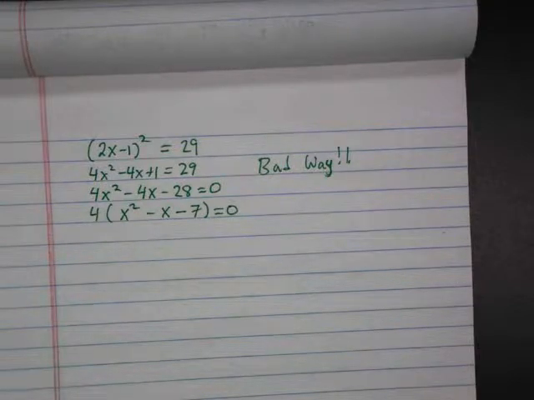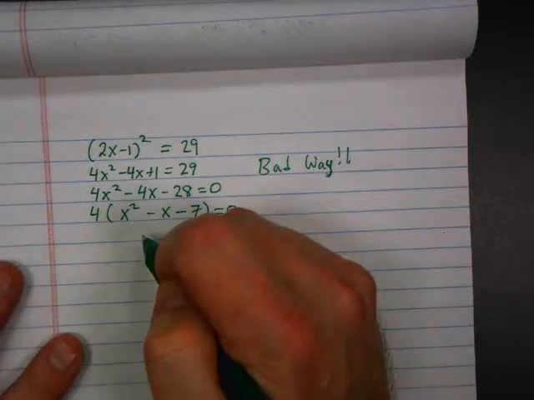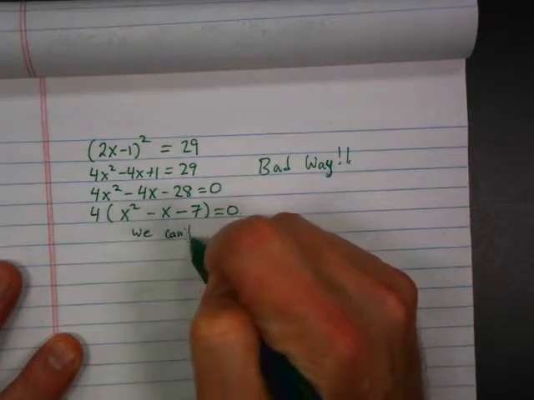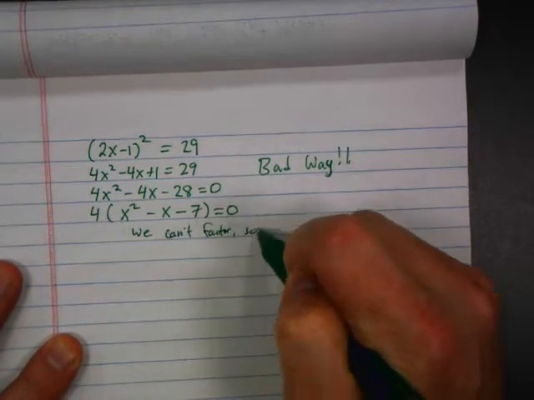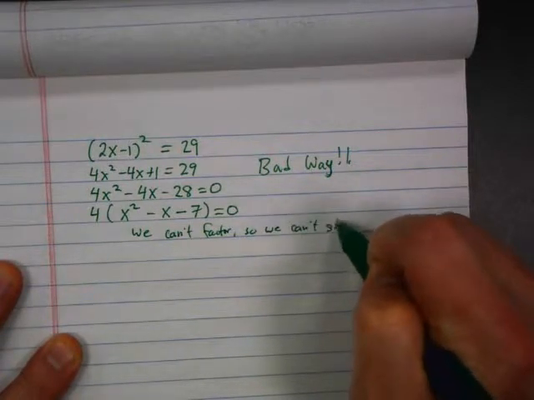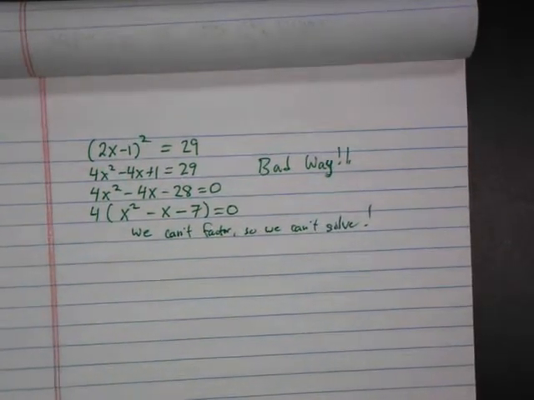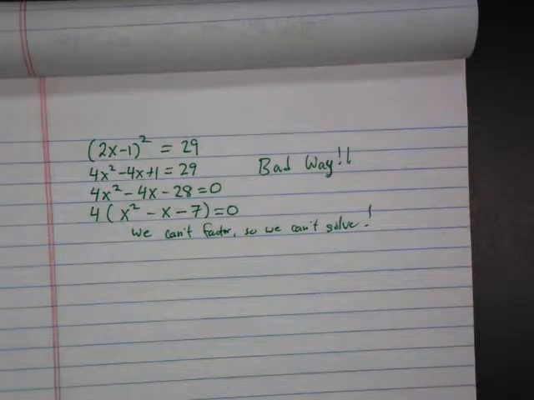This is wrong. We did a lot of work that doesn't do us any good. Why not? It's prime. If we can't factor, we can't solve. So we didn't do anything wrong. It's just we're at a point where we're stuck. We can't factor, so we can't solve. That's why that's the bad way. Doesn't work. That's really bad. Come back on Friday and we'll learn how to fix this.